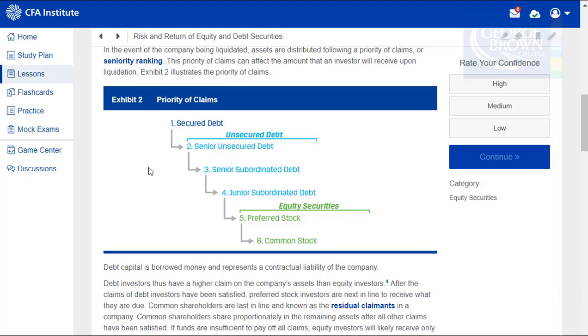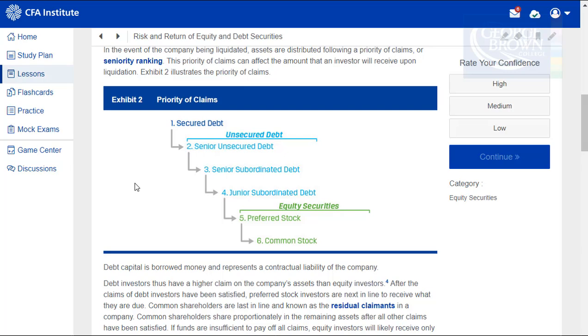Unsecured debt has three levels: the senior unsecured debt, senior subordinated debt, and then the junior subordinated debt. And you recall, we saw that in the previous chapter on fixed income securities. So what we've added to this priority of claims now, you can see that below the debt, we've got the equity securities, and preferred stock has a priority over common stock.